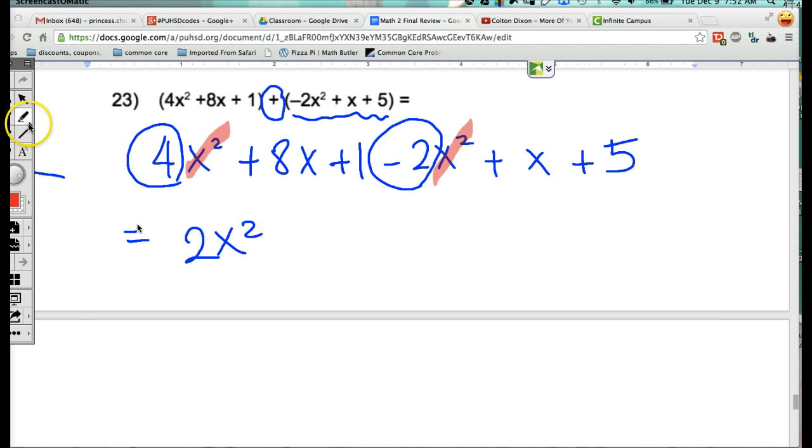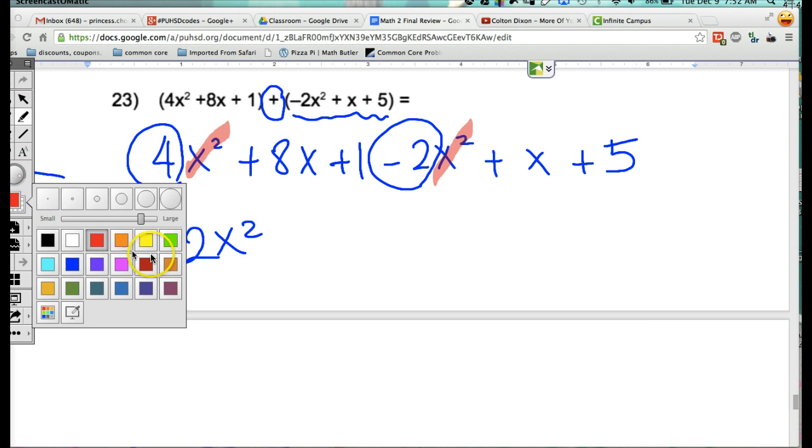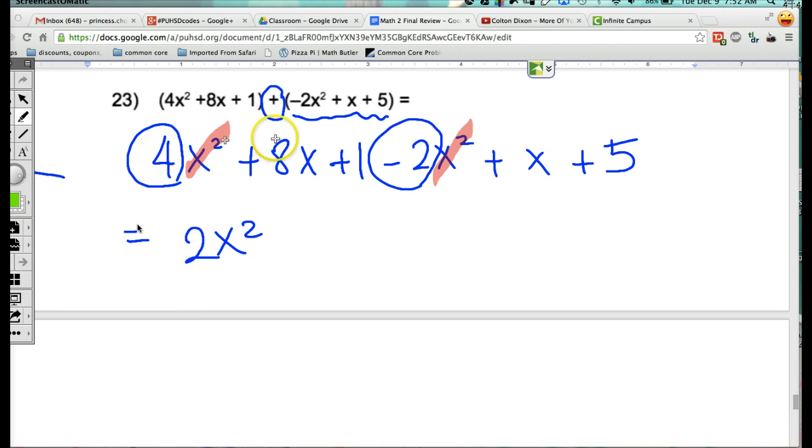Alright? And then now I'm going to go ahead and look for x's. X by itself, right? There's no exponents. Okay. So then I'm going to write my x and then I look at the number at the front. That's plus 8 plus 1. So what's 8 plus 1? 9. So that's going to be positive 9. Some people forget to put the plus sign over here. Please remember, if it's a positive, you got to put the plus sign.